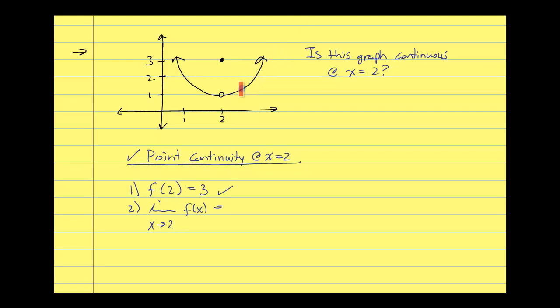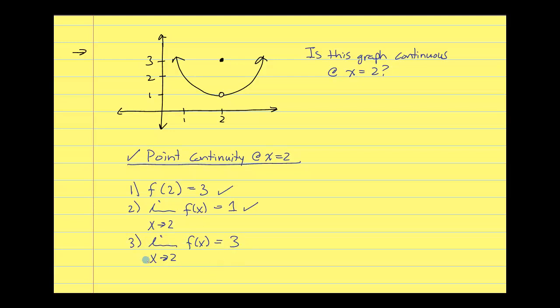The limit from the right is 1. The limit from the left is 1. Therefore, the overall limit is 1. So check, the limit exists. So the first 2 work. The function is defined and the limit exists. Now the third step is the limiting value and the functional value must be the same.